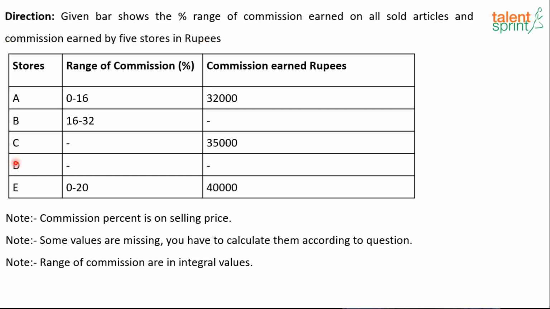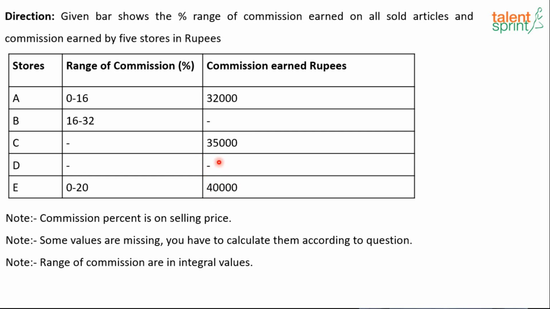A, B, C, D, E. These are the 5 stores. The range of commission is also given. Like for store A, the range of commission is from 0 to 16%. For store B, it is 16 to 32. Values for C and D are missing, and that for store E is 0 to 20. And the commission earned overall in rupees is 32,000 for A, not available for B, 35,000 for C, not available for D, and 40,000 for E.